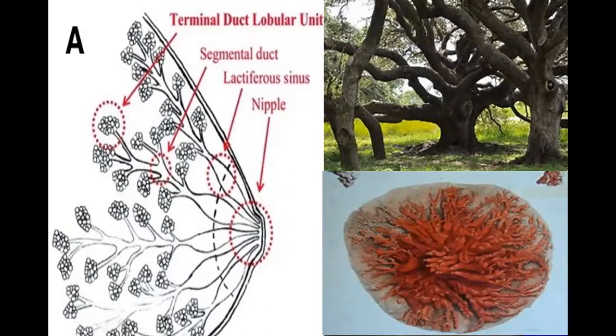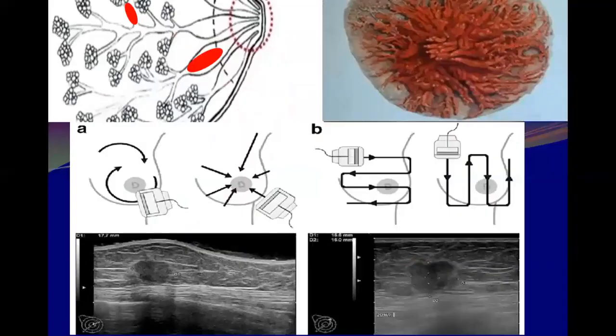But if we look at these ducts and their directions, look, this duct is in this direction, while this duct is directed like this, while this one is in that direction, like the branches of a tree. So while scanning radially, we are not always along the ductal system.